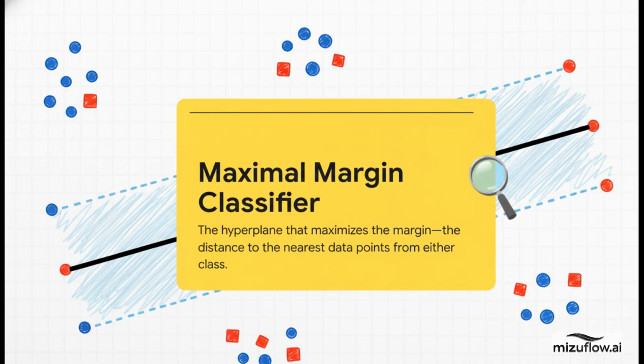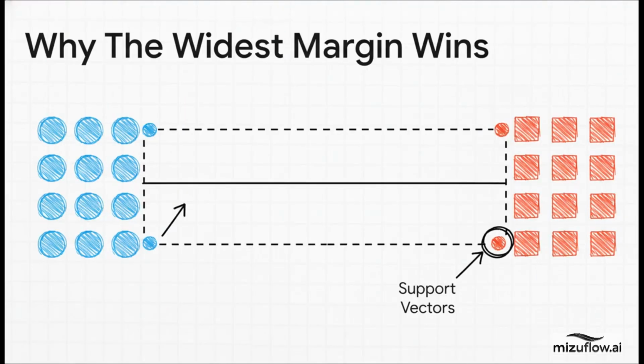The idea is that the best line isn't just any line that separates the groups. No, the best line is the one that creates the widest possible street or buffer zone between the two sides. It pushes as far away as it can from the closest points in each group. So why do we want the widest street possible? Well, it's all about building a more confident and robust model. Think about it. A wider margin means if a new data point shows up near the boundary, we're much less likely to get it wrong.